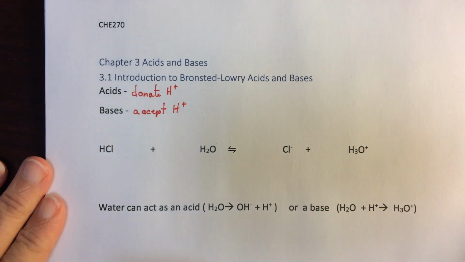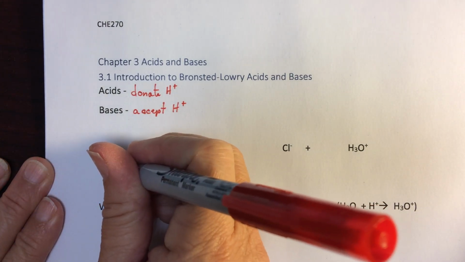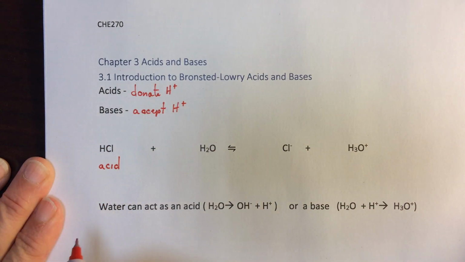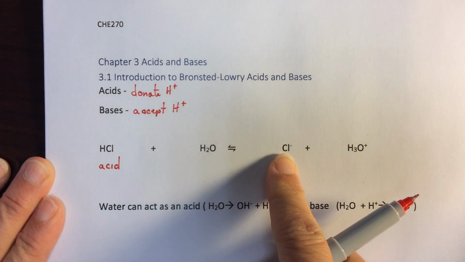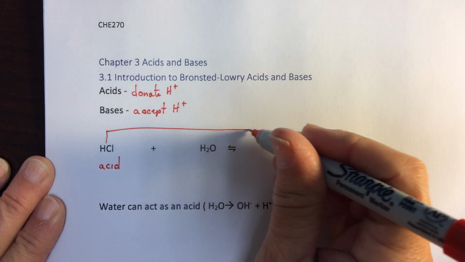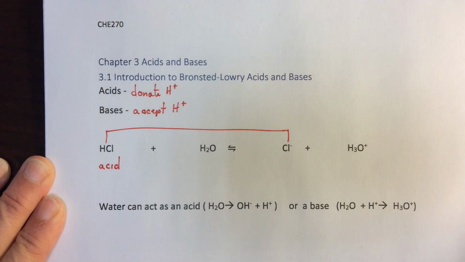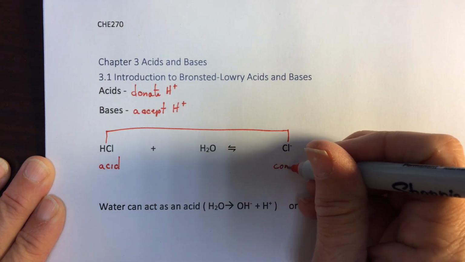We've got hydrochloric acid. It's going to be acting as an acid. It loses its proton, and we end up with a chloride ion. So these two are related to each other, and this we call the conjugate base.